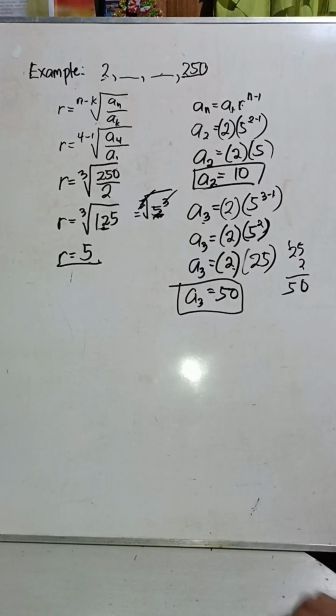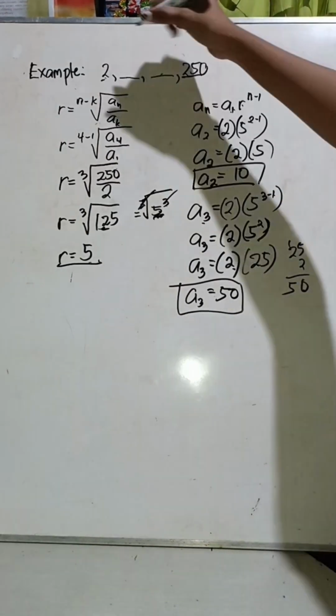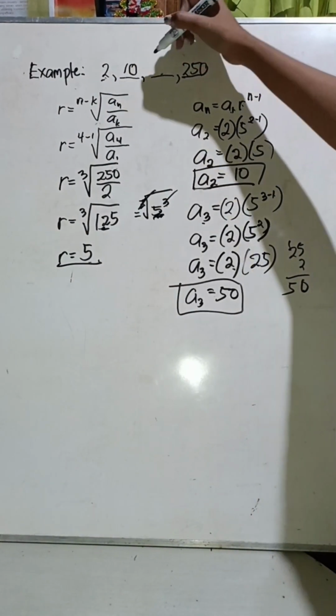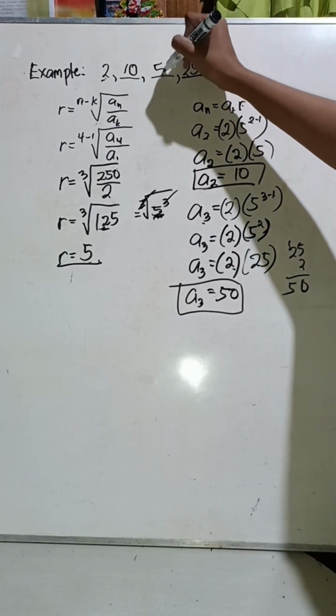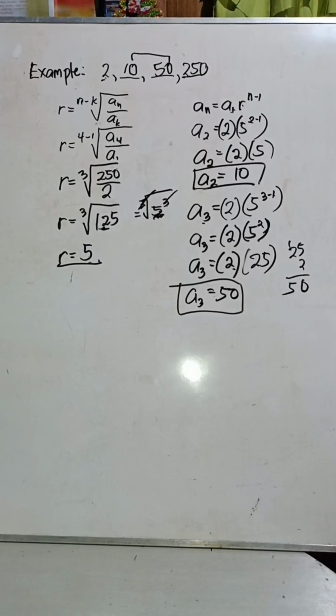So, therefore, ang atong a sub 3 is 50, atong a sub 2 is 10. Mao na siya diri. Mao ni atong geometric mean kanang duha.